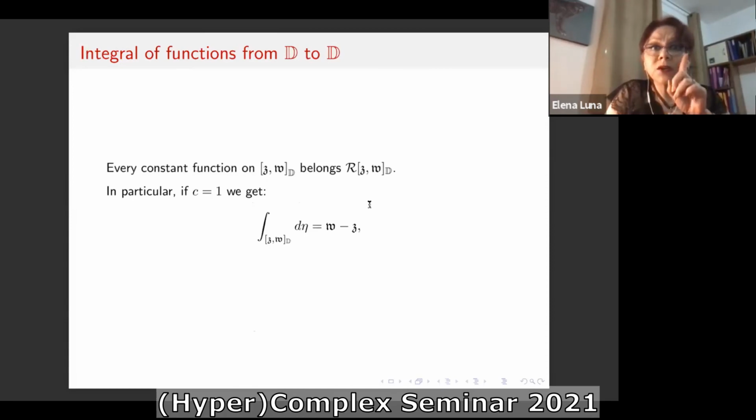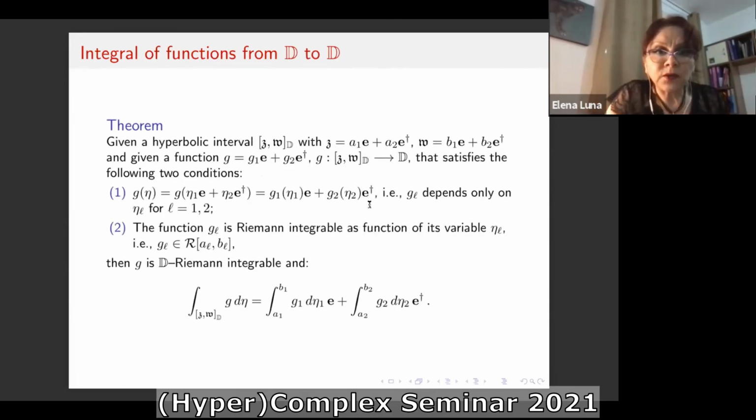Also, every continuous function, whose idempotent components are not necessarily of product type. I mean, the first component can depend on both real components, and the second component also depends on two variables. So it is possible to define the integral of a continuous function in general. And this is what I wanted to say.